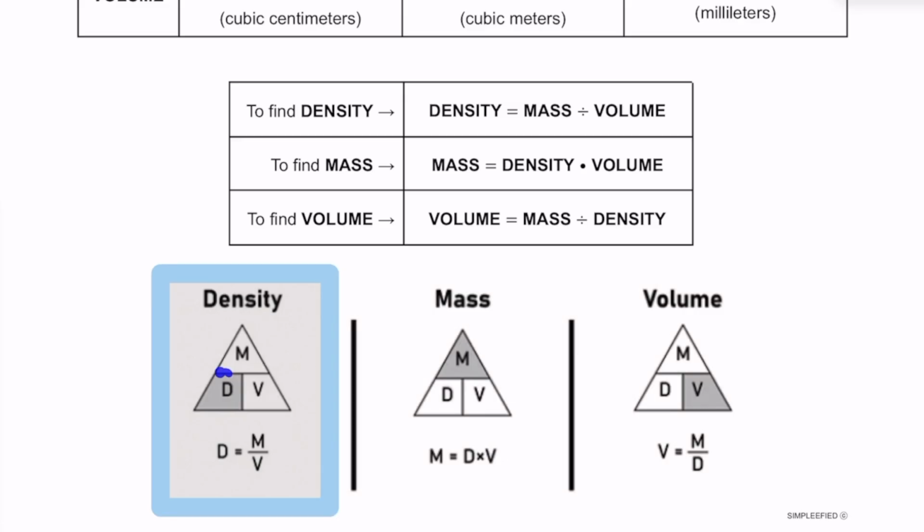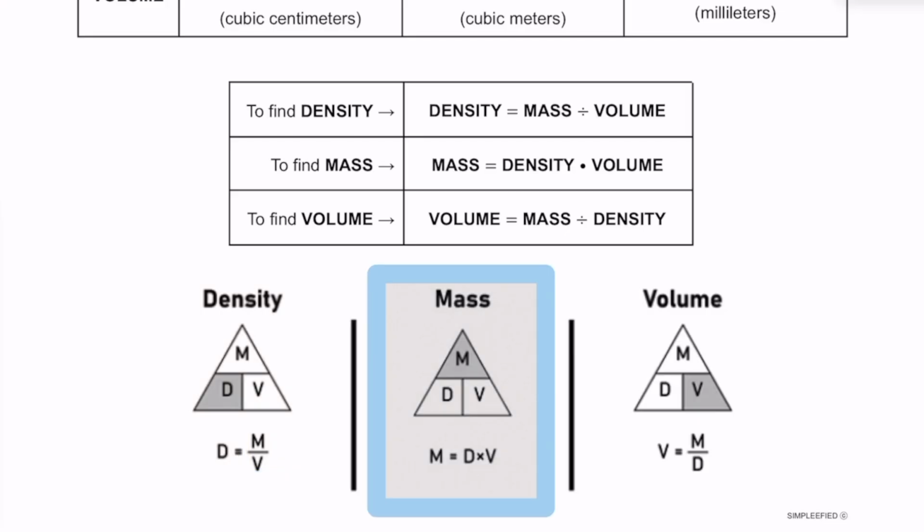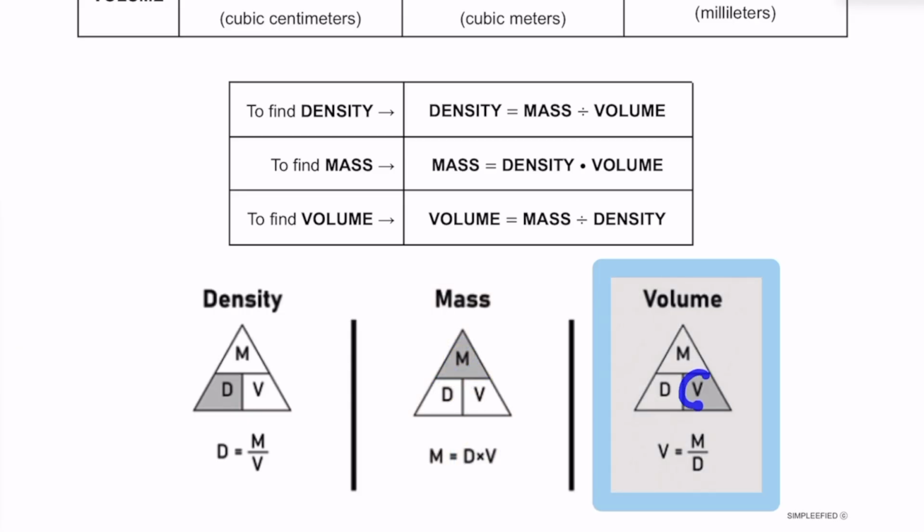Alright, so notice how density is on the bottom left here. To find density, you just take the mass and divide by the volume. You can see that the mass is on top and the volume is on bottom, so you know it's division. Now what about to find the mass? Well, the mass is on top here, and mass is just going to be density multiplied by volume. Notice how they're both next to each other on the bottom of the triangle, so we're going to multiply them. Finally, to find volume, notice that's on the bottom right here, and we're just going to take the mass and divide by the density, which makes sense because the mass is on top and the density is below it, like a fraction for division.